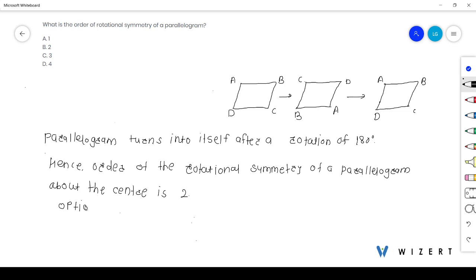And from the available options, we have option B as number 2.